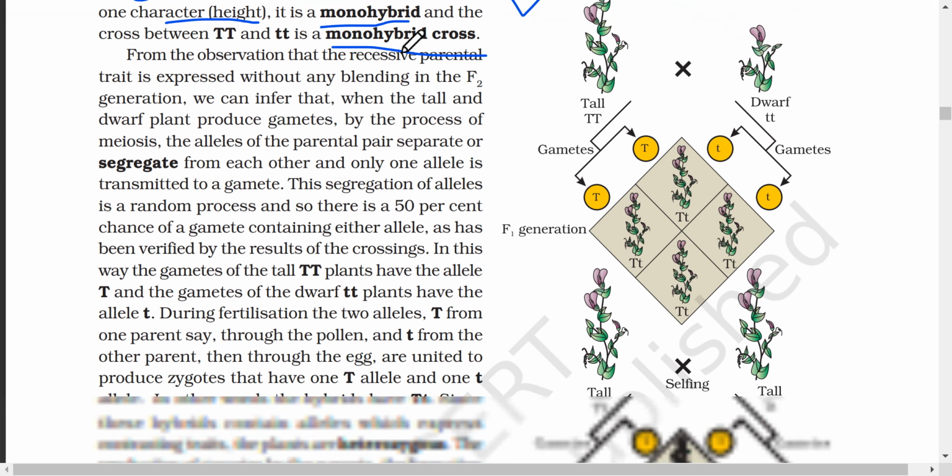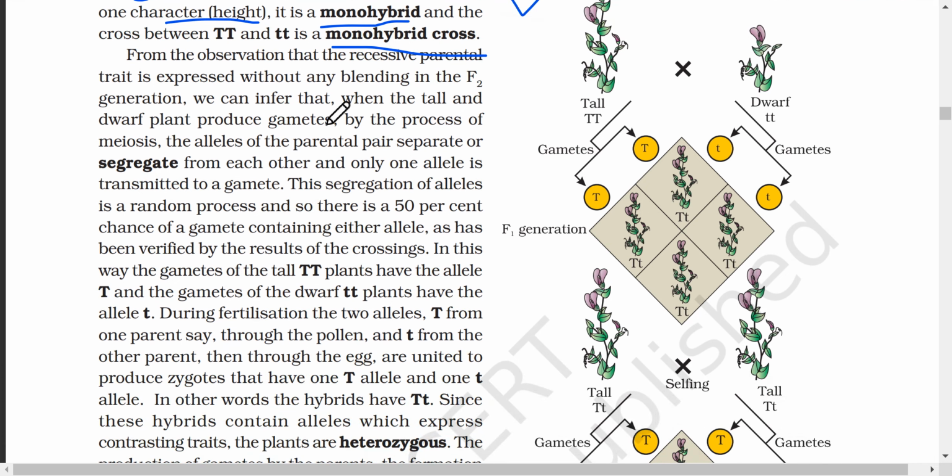From the observation that the recessive parental trait is expressed without any blending in the F2, we can infer that when pollen dwarfs produce gametes by the process of meiosis, the alleles of the parental pairs separate or segregate from each other and only one allele is transmitted to the gamete.